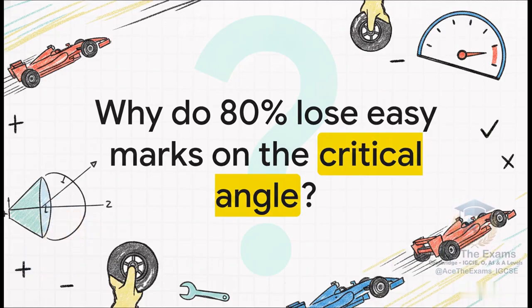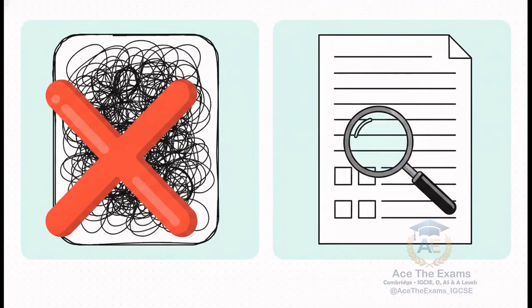But why is it that a staggering 80% of students lose these easy marks, especially on core practicals like the critical angle experiment? Simply put, it comes down to a fundamental lack of exactness. We are going to look at the painful mistakes that ordinary revision completely ignores. Just take a look at this.